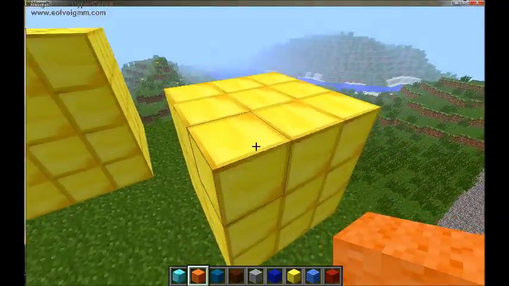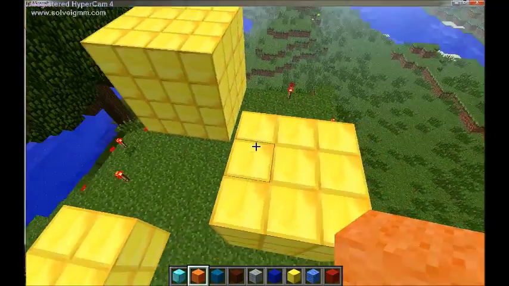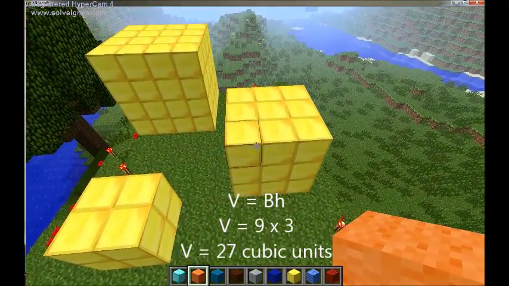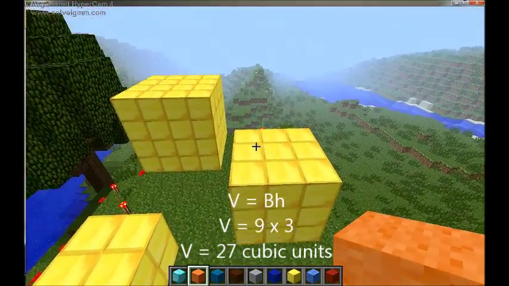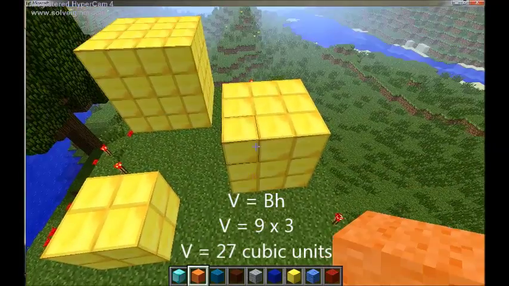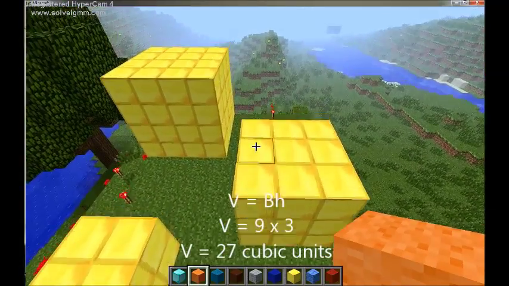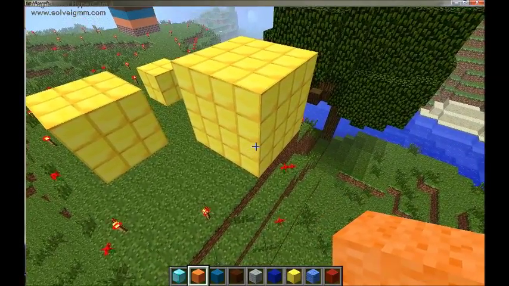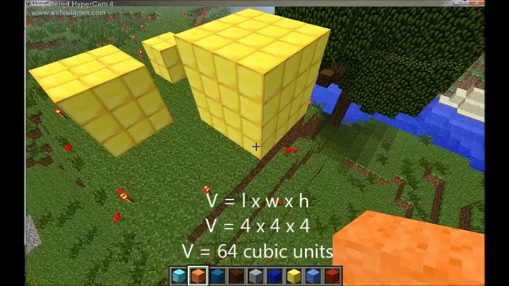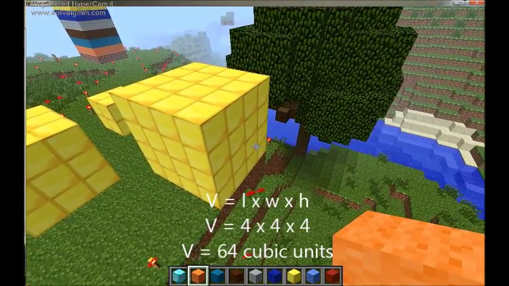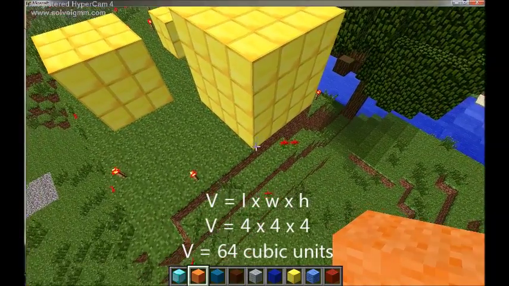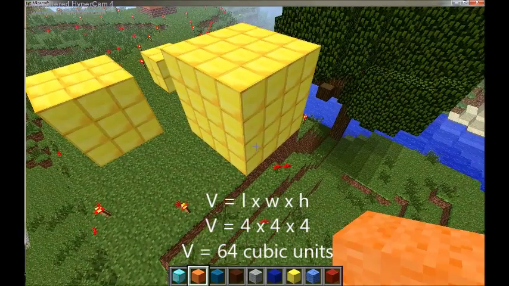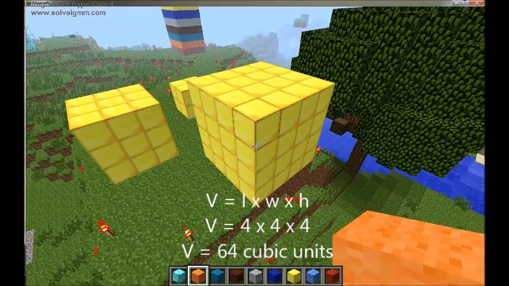Or you could think of it in terms of layers like we did before. You'll notice one layer is 9 cubes, and I need 3 layers to make this cube. So that's going to be 9 times 3 is 27. And then looking at our last cube, this one right here, it has a length, width, and height of 4. So I have 4 times 4 is 16. And then 16 times another 4 would give me 64.